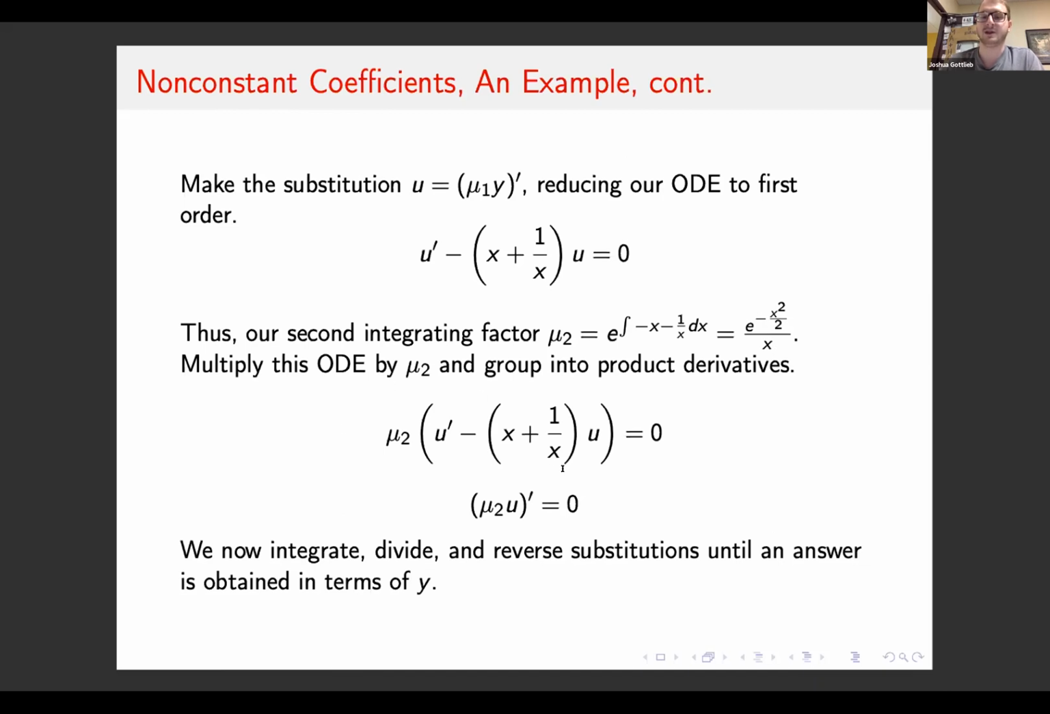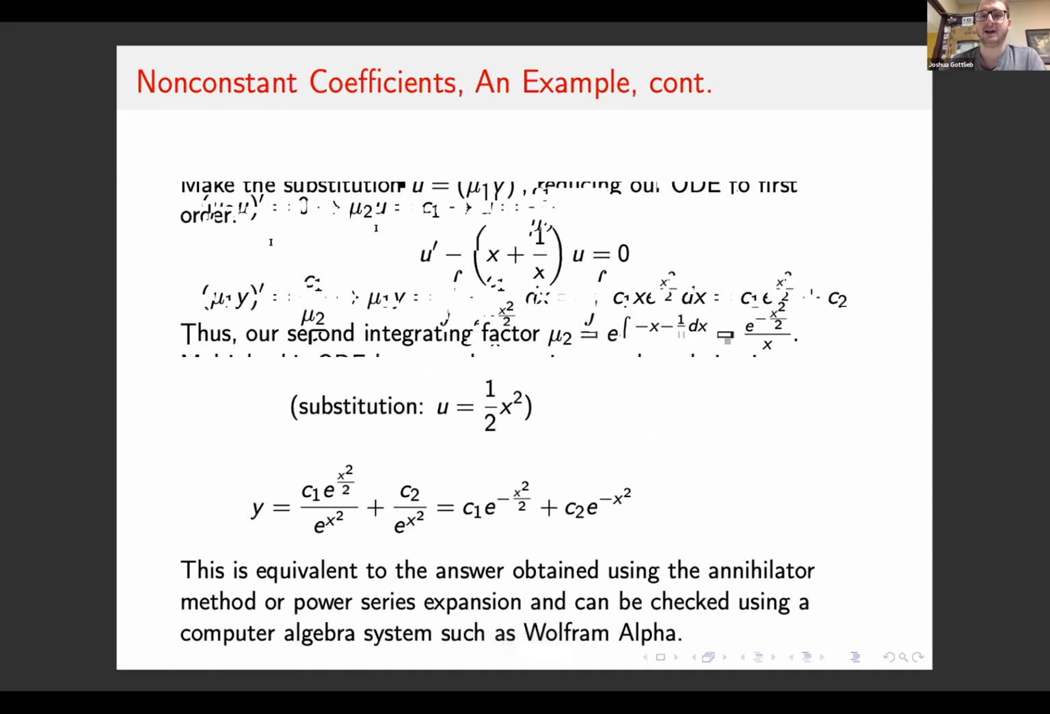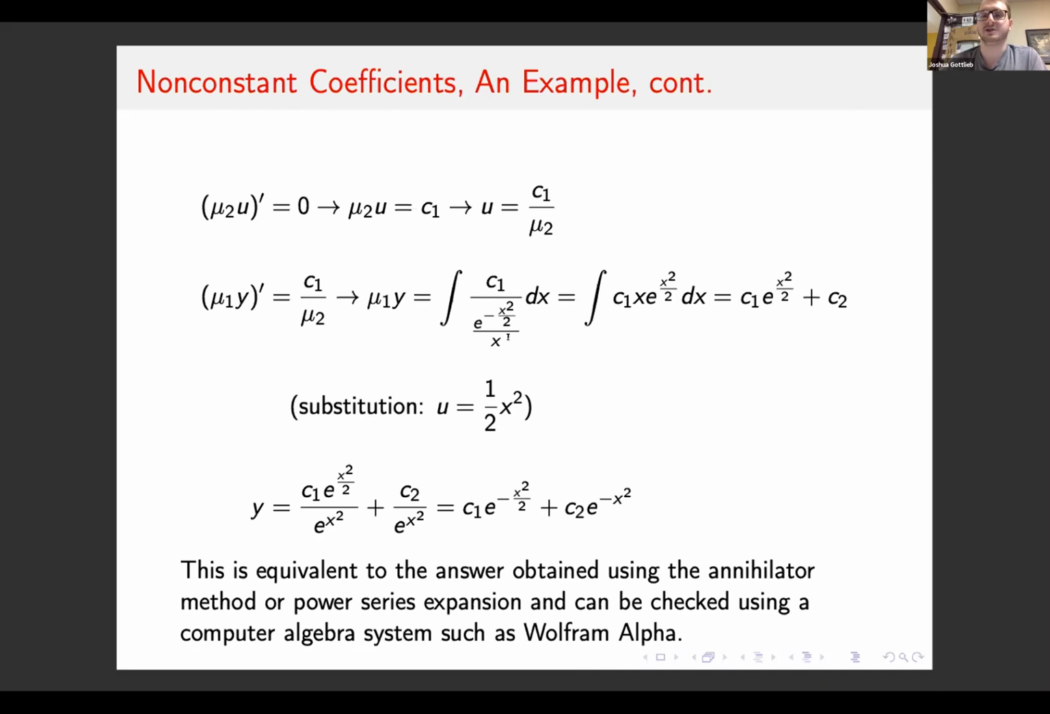We multiply the differential equation by mu2 and group into product derivatives. And now we're stuck with mu2 u prime equals 0. We're going to use the same process we utilized for the constant coefficients to get back to an answer in y. So we start by integrating and dividing by mu2. So we get u equals c1 over mu2. And then we get mu1 y prime equals c1 over mu2, which becomes mu1 y equals this integral. Now, because of the way that the integrating factor was constructed, this will always have a nice u substitution formula, which makes the integral extremely easy to calculate. You never have to resort to power series expansion or anything else. It's always a u substitution.